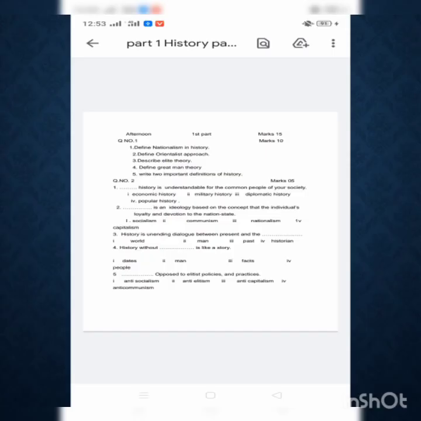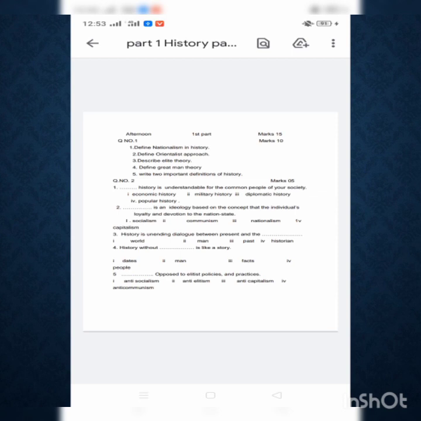And now this is the history paper, and it has two parts. This is the first part, which contains two questions. Question number 1 has the following five subparts. The first one is: define nationalism in history. Second is: define orientalist approach. Third is: describe elite theory. Fourth one is: define great man theory. And fifth one is: write two important definitions of history.